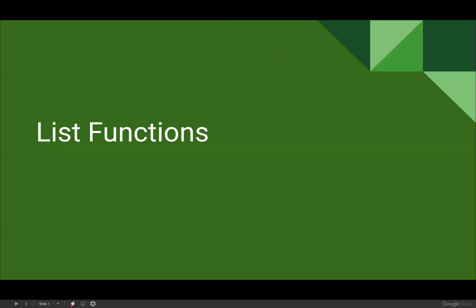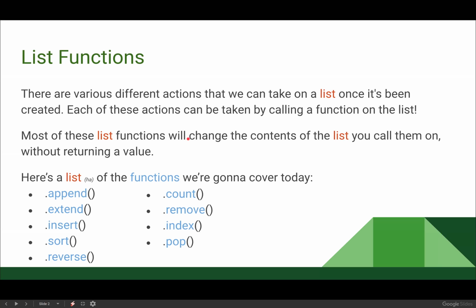Using loops to look at every element in a list. We've discussed lists and tuples themselves. Today, we're going to discuss list functions or list methods or list procedures, whatever word you want to use. So there are a variety of different actions that we can take on a list once we have created it. And each of these actions can be taken by calling these functions on a list.